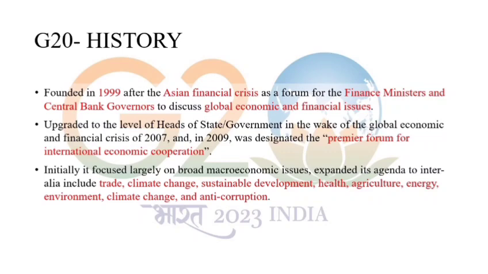Later, in the background of the global economic and financial crisis of 2007, it was upgraded to the level of heads of state or heads of government, and in 2009 was designated the premier forum for international economic cooperation, or simply the highest medium for international economic cooperation. At first, the G20 focused largely on broad macroeconomic issues, and later it expanded its agenda to include, among other things, trade, climate change, health, agriculture, environment, etc.